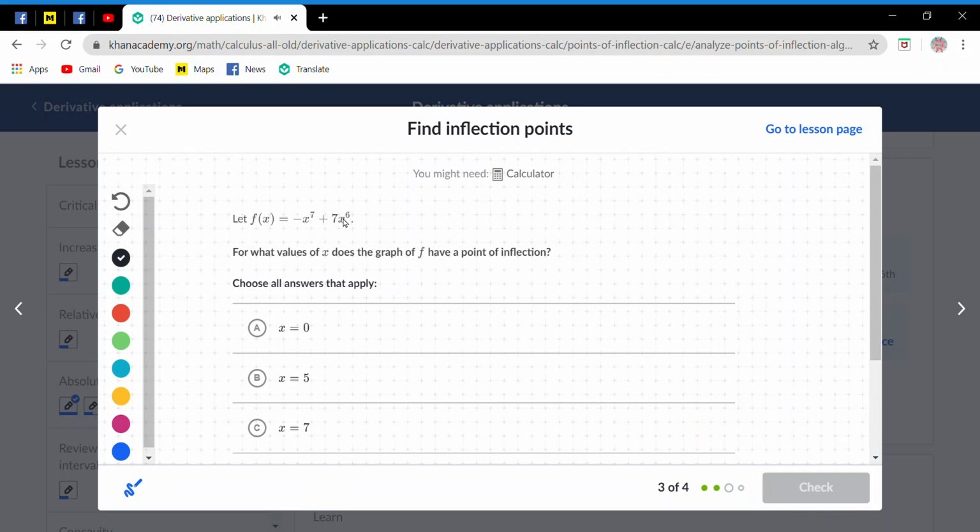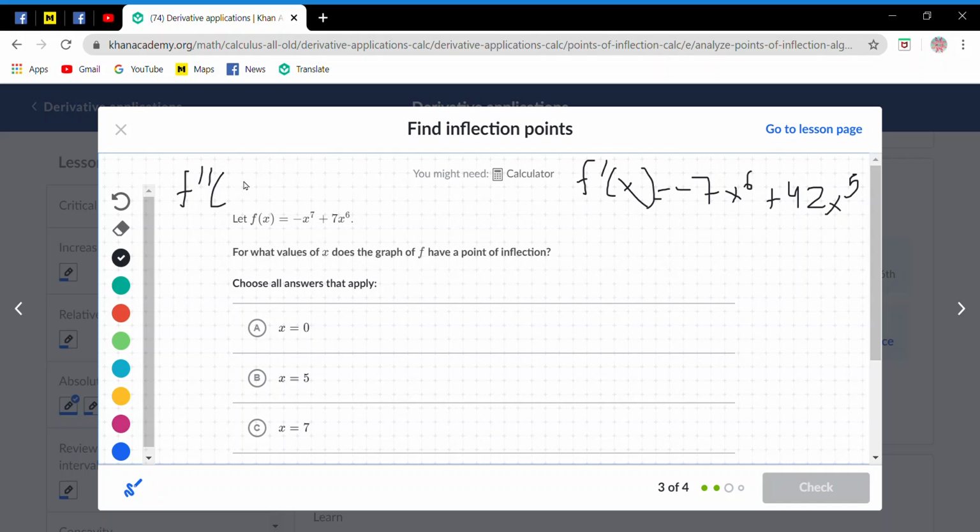Negative x to the 7th power plus 7x to the 6th. For what values of x does the graph of f have a point of inflection? So let's find f prime. F prime of x equals negative 7x to the 6th plus 7 times 6, which is 42x to the 5th. Let's find f double prime of x.